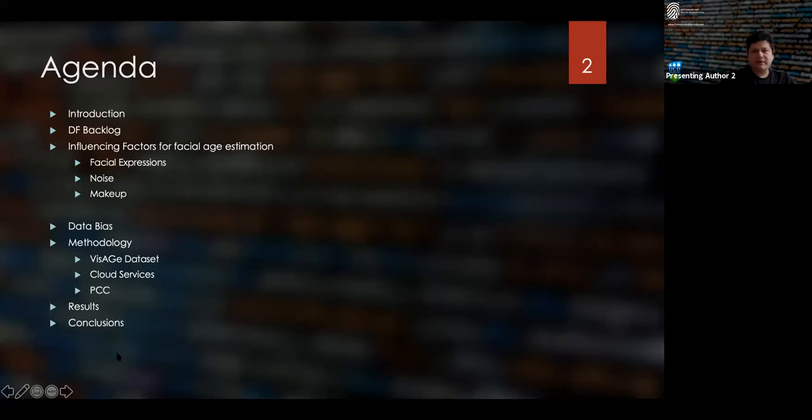I will be talking a bit about the introduction of digital information and how it is collected in a crime scene. This will lead to the topic of digital forensic backlog. And then a way to tackle this issue is the usage of automated tools such as automatic age estimators. But not always do these tools work accurately.